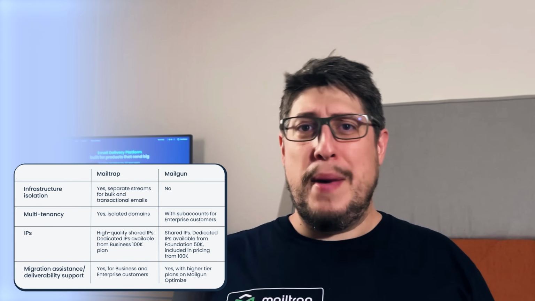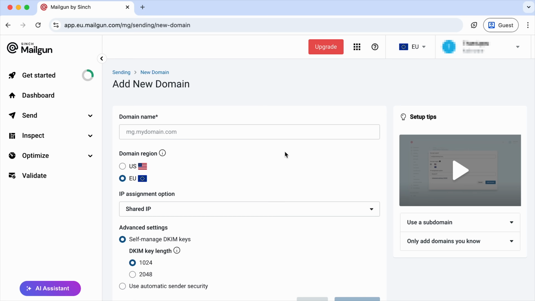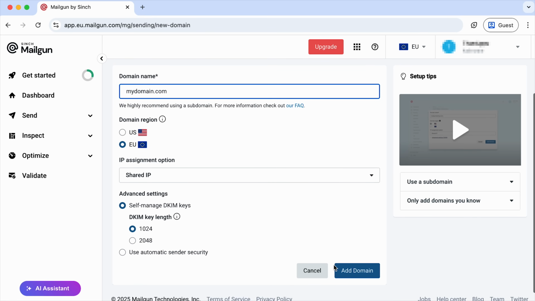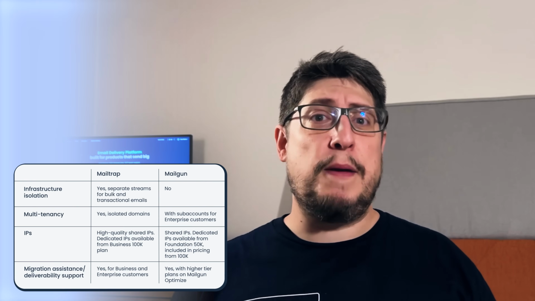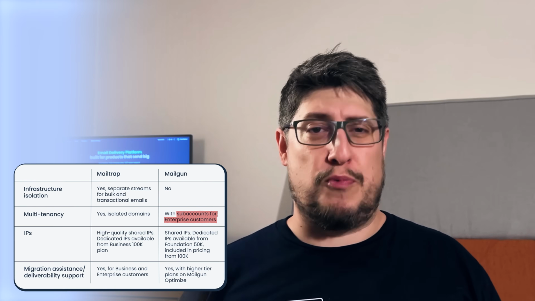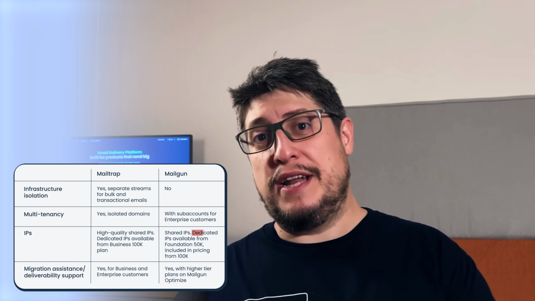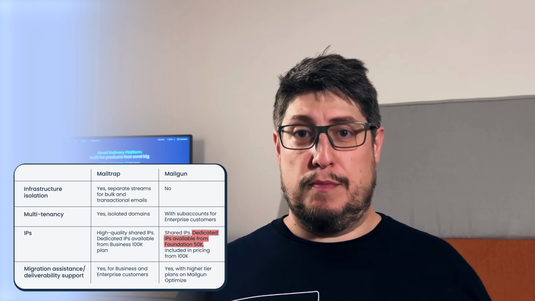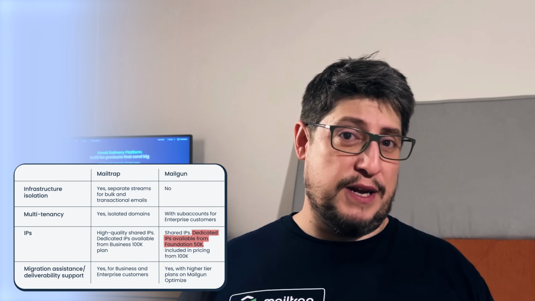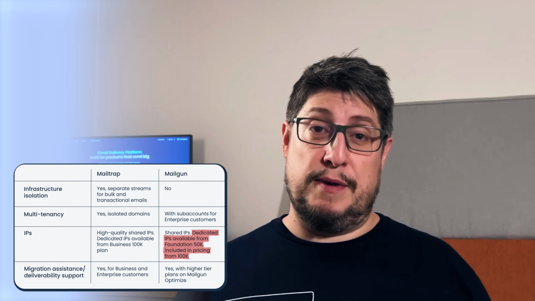By default, Mailgun doesn't have infrastructure isolation for different types of emails, but it does provide an option to add multiple domains. Different customers can be managed through sub-accounts. However, this feature is available for enterprise customers only. And when it comes to IPs, Mailgun provides access to dedicated IPs at 50,000 volume on their foundation plan, but it's paid separately. It's only included in pricing starting from 100,000 emails per month.